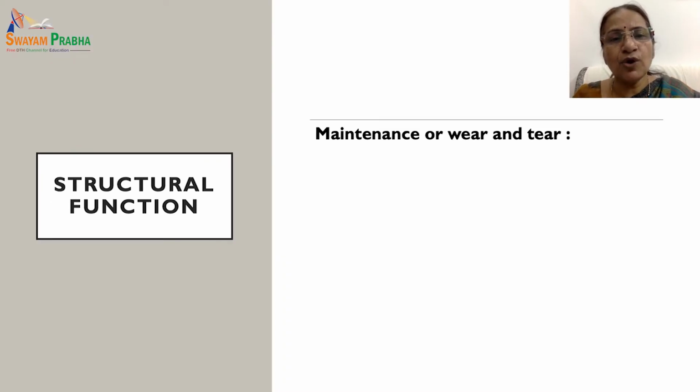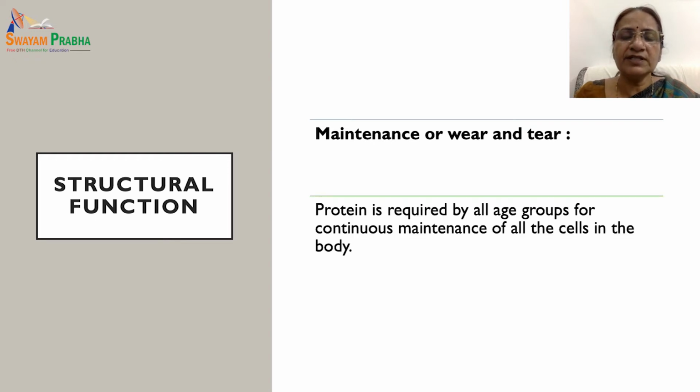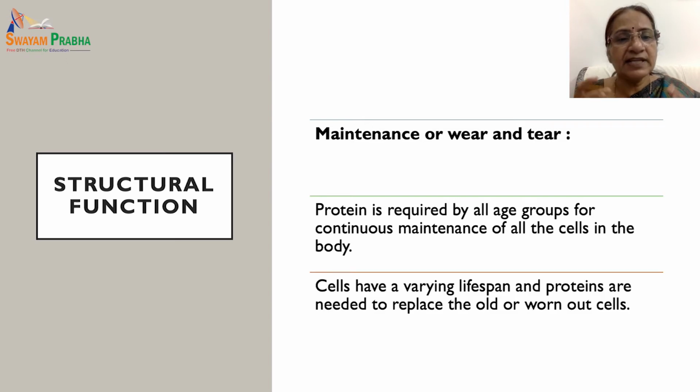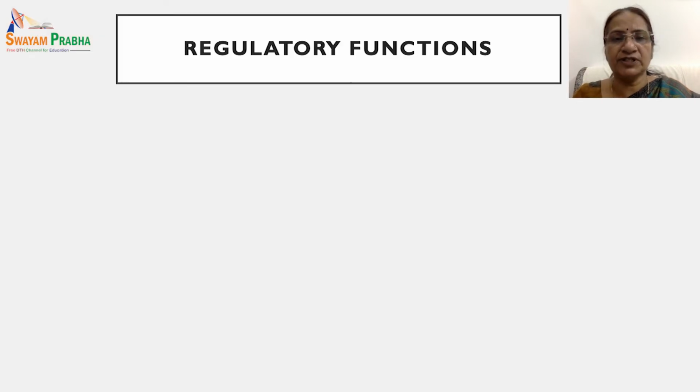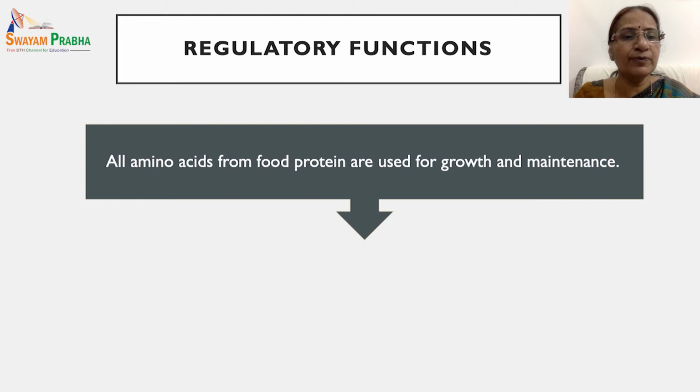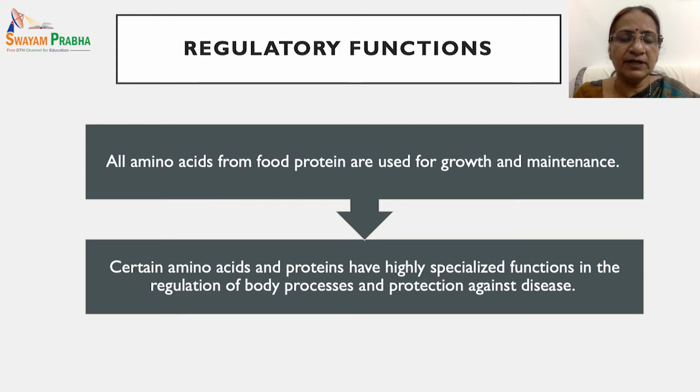Now, maintenance or wear and tear. Protein is required by all age groups for continuous maintenance of all the cells in the body. Cells have a varying lifespan and proteins are needed to replace the old or worn out cells. Now, regulatory functions. All amino acids from food protein are used for growth and maintenance. Certain amino acids and proteins have highly specialized functions in the regulation of body processes and protection against disease.